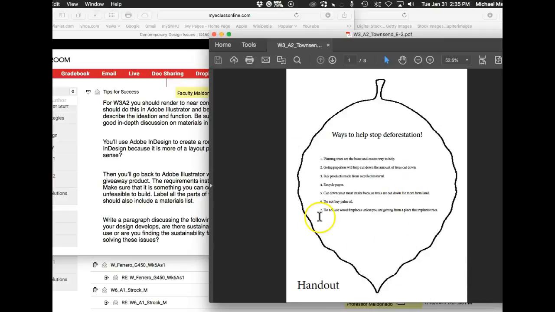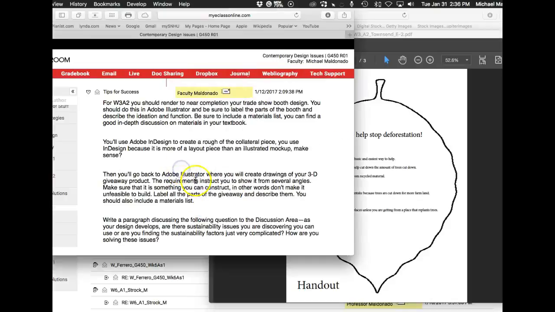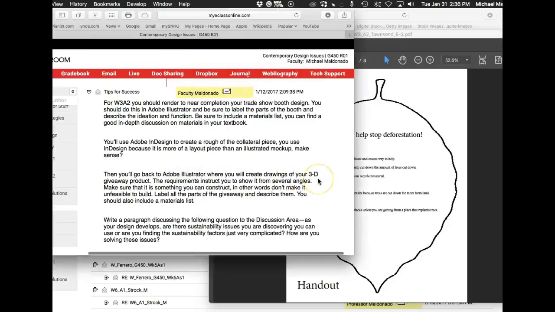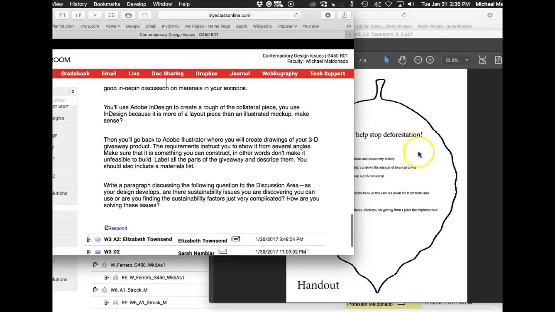Okay, so then in your handout, you would tell us what the paper is made from. What is the ink made from? What is the printing process? Why is it the most sustainable? Why is it the best choice for this project? Then you'll go back to Adobe Illustrator and we'll create drawings of your 3D giveaway piece. Now you did that, but I would really want to talk about the giveaway piece.